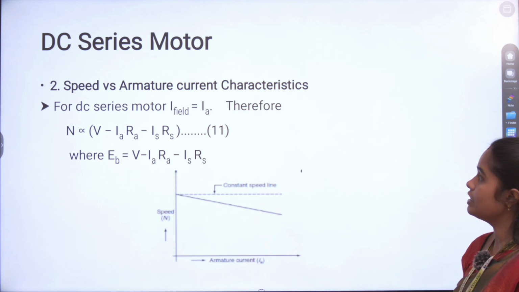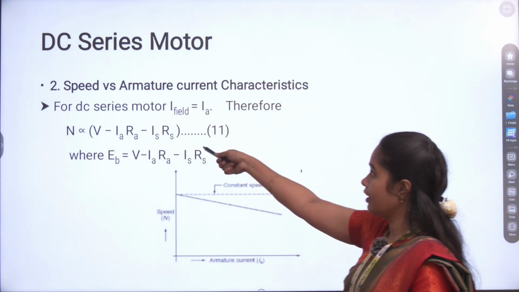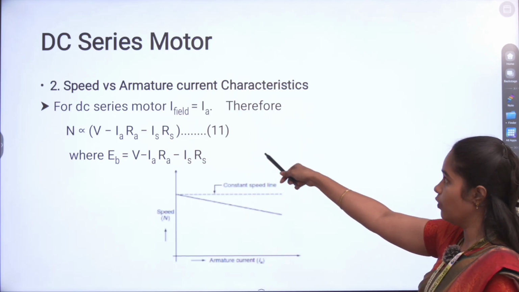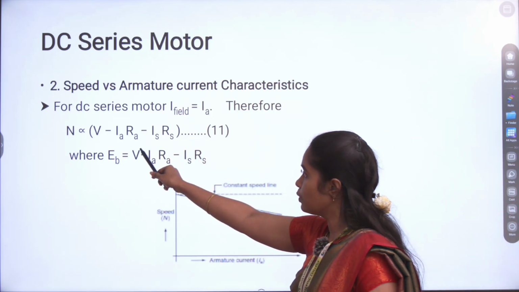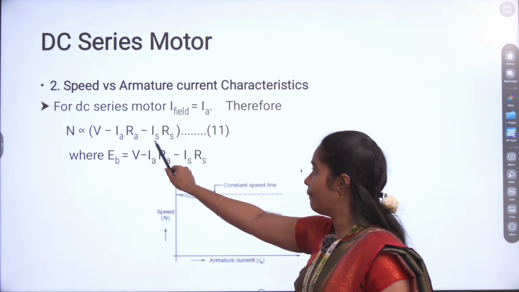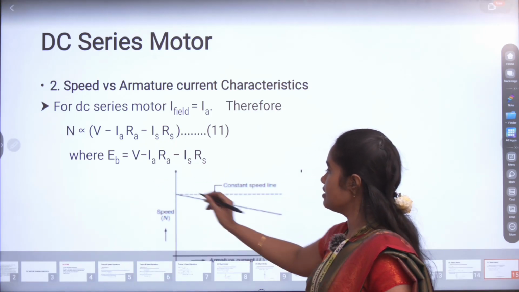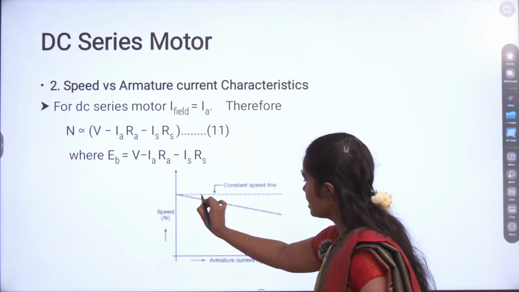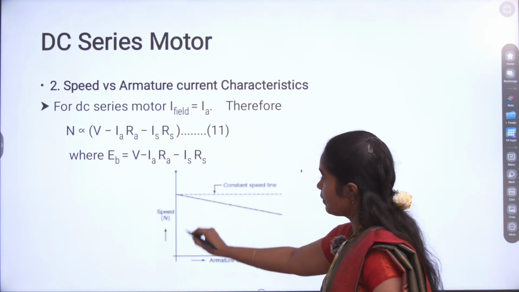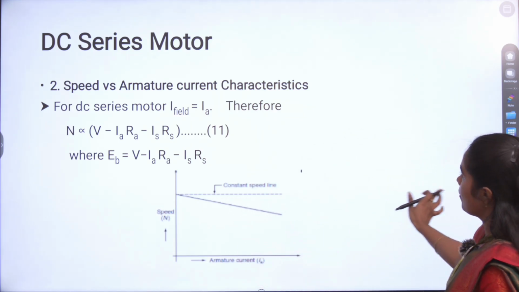And another one is the speed versus armature current characteristic. So already I told that the field current is equal to the armature current. So the speed equation: N is directly proportional to V minus Ia Ra minus Is Rs. This is shunt current and shunt resistance. In this case, the speed will be decreased as the armature current is increased.